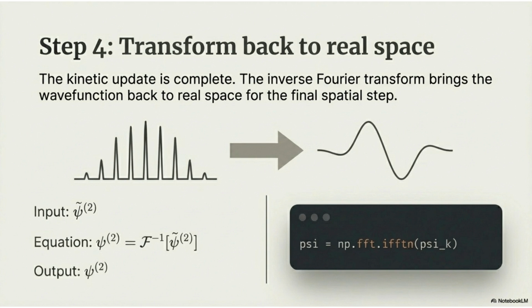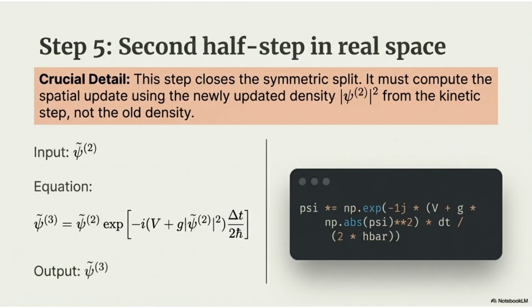The output is Psi-2. Step 5 is the second half step in real space. This closes the symmetric split. It is crucial to compute the spatial update using the newly updated density, Psi-2, not the old density, resulting in Psi-3.